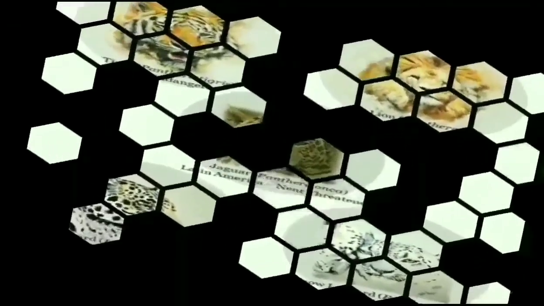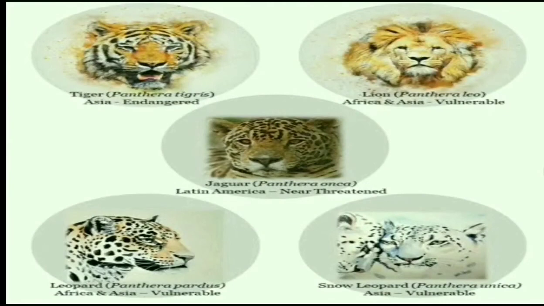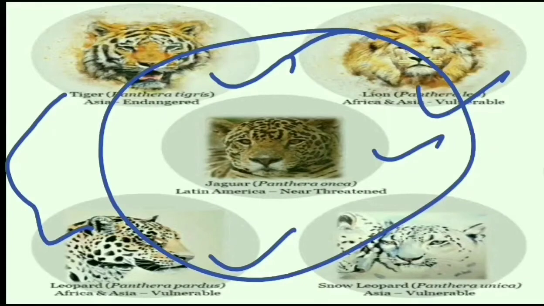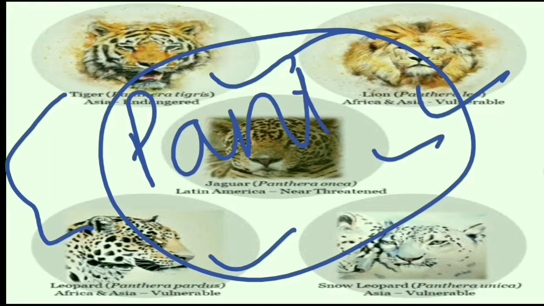Here we have shown the Panthera genus, which has different species: Panthera tigris, commonly known as tiger, lion, Panthera leo, jaguar, Panthera onca, leopard, Panthera pardus, and snow leopard, Panthera uncia. They have fewer common characteristics than species, and it is the group of species of the Panthera genus.